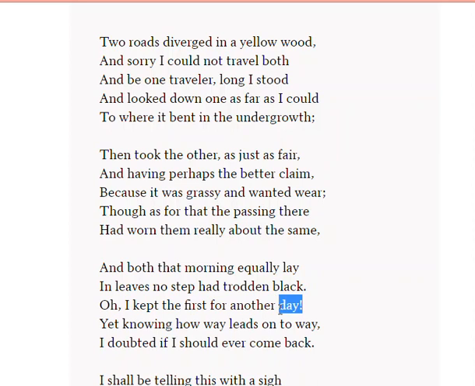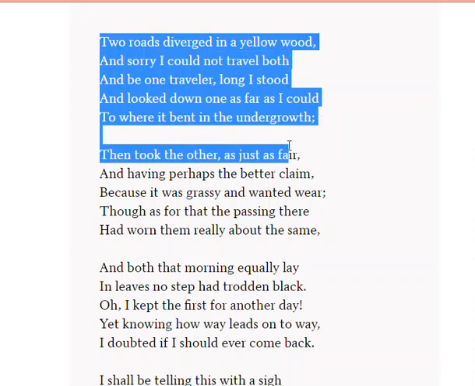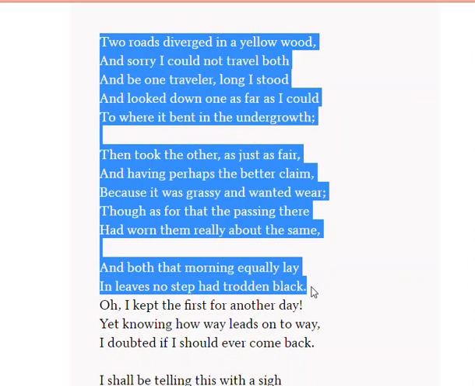Periods, exclamation points, and question marks are full stops, right? It's not just a brief pause or a moderate pause, it's a full stop. And if you look at this poem, I'm going to highlight a little bit here for you. This entire thing, up into the word black, is one long sentence.